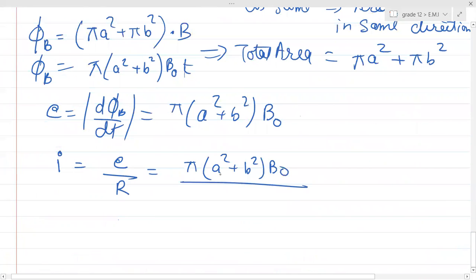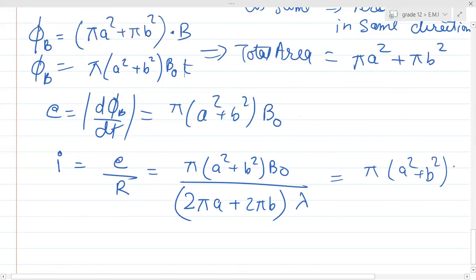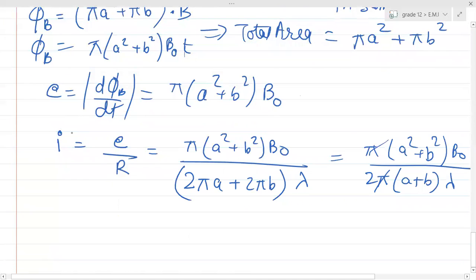This is the EMF. Resistance will be 2 pi a plus 2 pi b. Was this the total length? Multiplied by lambda. So this is your final answer: pi a square plus b square into B naught divided by twice of pi into a plus b, lambda. So pi and pi get cancelled, and that's the answer in the first case.